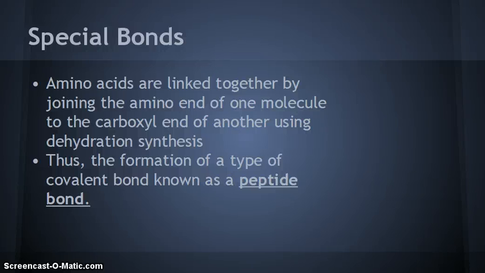So we have special bonds in amino acids, in proteins in general. Amino acids are linked together by joining the amino end of one molecule, the H2N that we saw, to the carboxyl end of another using dehydration synthesis. Be thinking about what we talked about earlier with our dehydration synthesis and the removal of that water. This is the formation of a type of covalent bond that is known as a peptide bond.